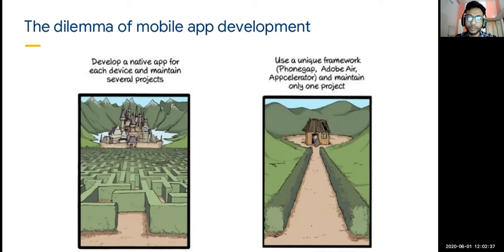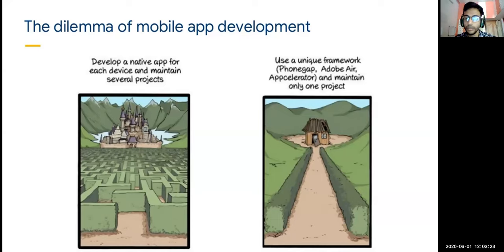So first we have this approach: develop a native app for each device and maintain several projects. Suppose you have a company and you have to make an application for all the operating systems. In that case, you have to build a separate team for every operating system, because the process is wholly different. You have to use different approaches for different operating systems. So as you can see, the first picture shows a very complex way of developing native apps for different kinds of operating systems.